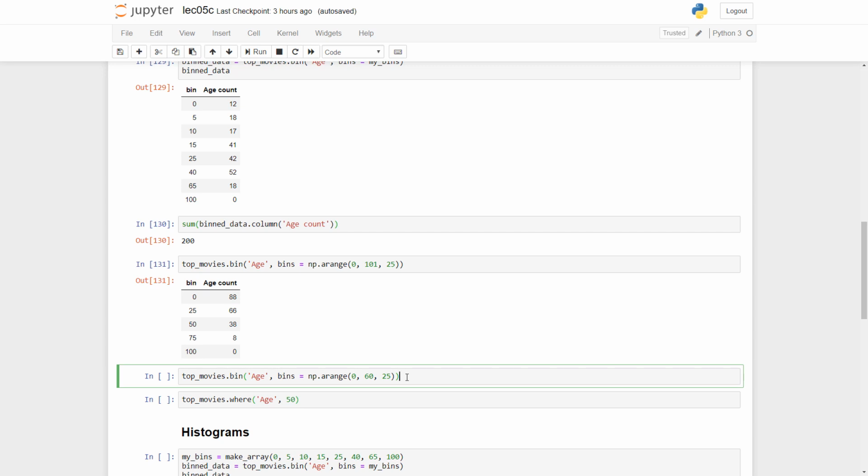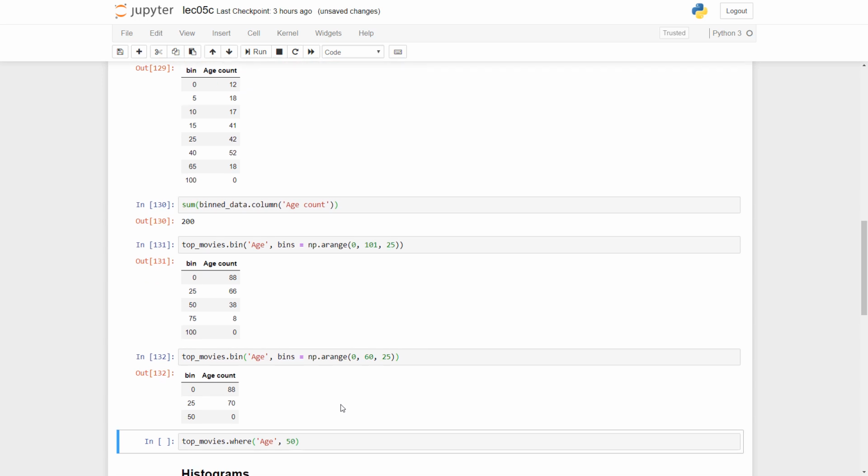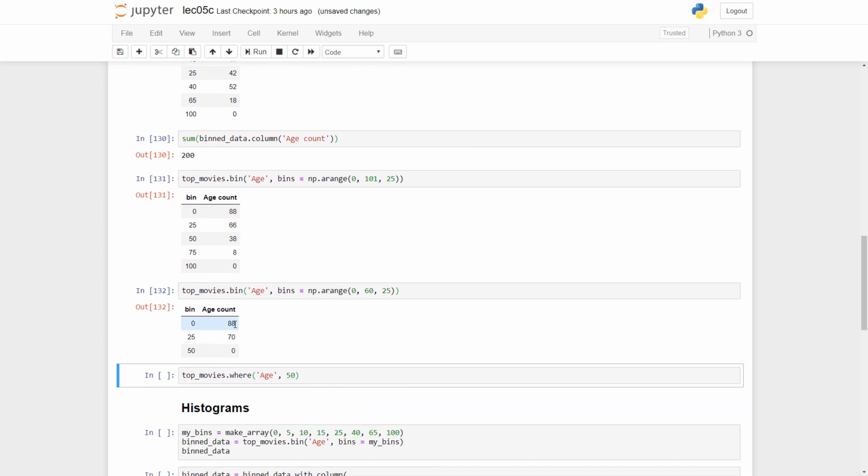And 25 to? No, 25 to 50, because the range is going by step 25. Okay, so 0, 25, and 25 to 50, sorry. Okay? So 88 movies within this age range and 70 within that range.